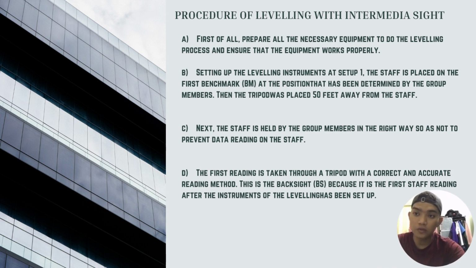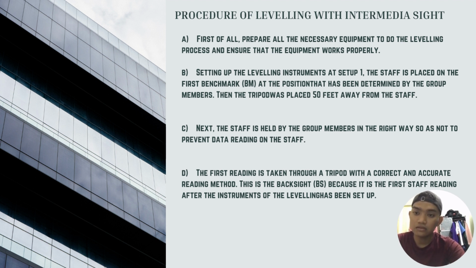Alright, now I want to present about procedure of leveling with intermediate sites. First of all, prepare all the necessary equipment to do leveling process and ensure that the equipment works properly. Next, setting up the leveling instrument at setup 1. The staff is placed on the first benchmark at the position that has been determined by the group members. Then the tripod was placed 50 feet away from the staff.